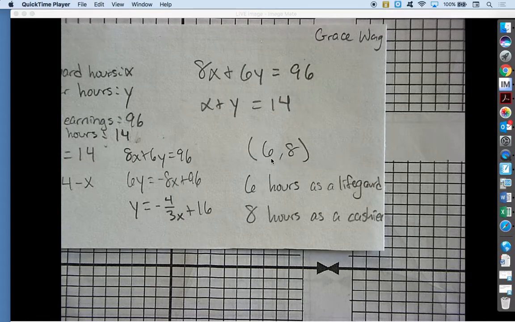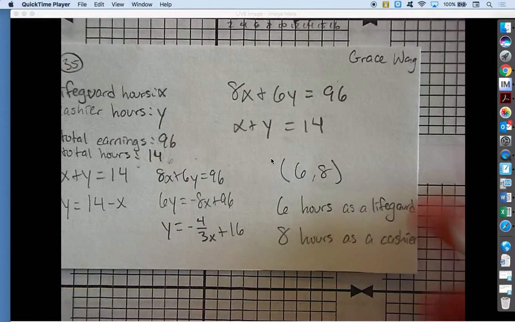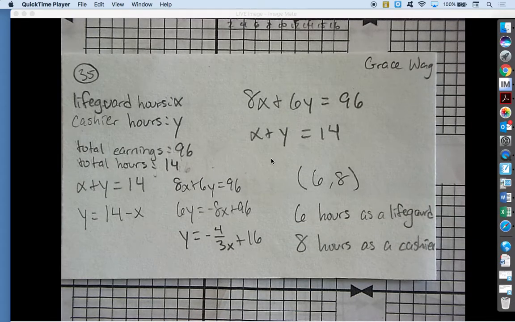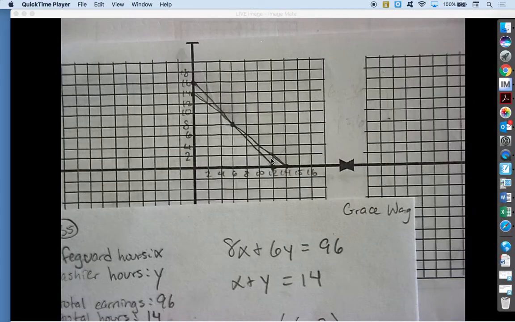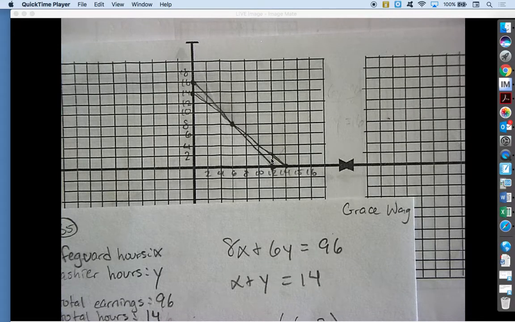So I made the equation 8x plus 6y equals 96, and then x plus y equals 14, and then I put both in y equals form so I could graph it, and then this was my graph, and it intersected at 6, 8, so that was 6 hours as lifeguard and 8 hours as a cashier. So questions on creating the equations, because that's the hardest part for a word problem, is coming up with the equations that are attached to it.